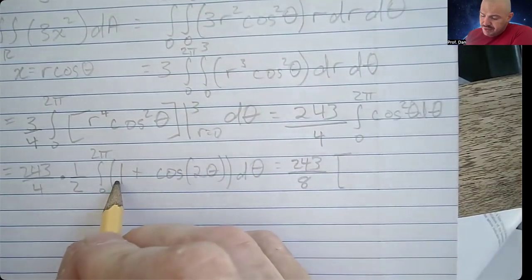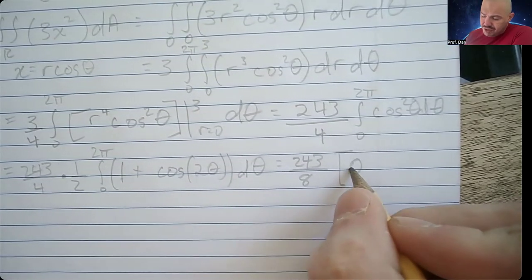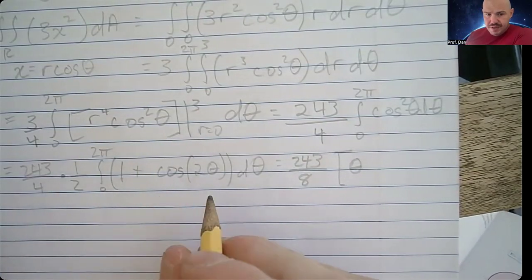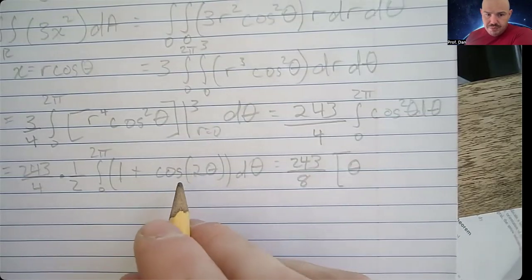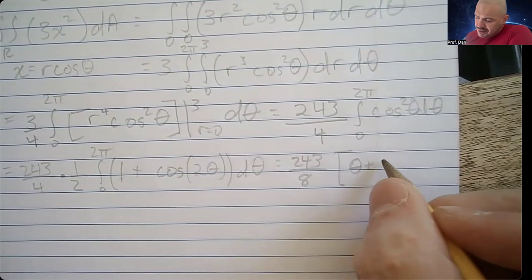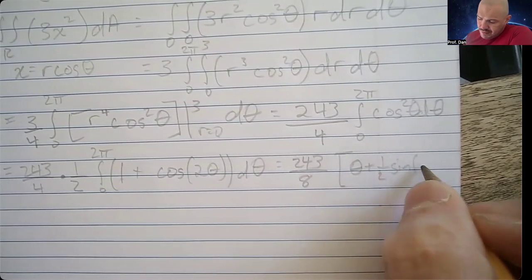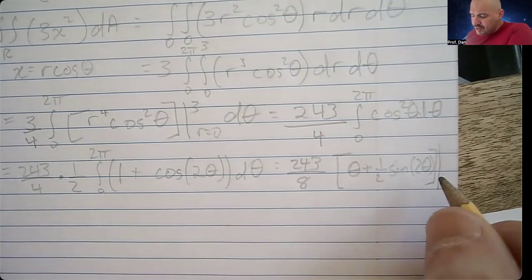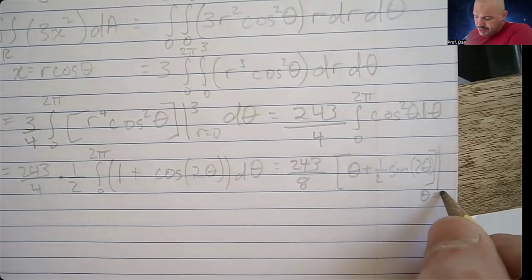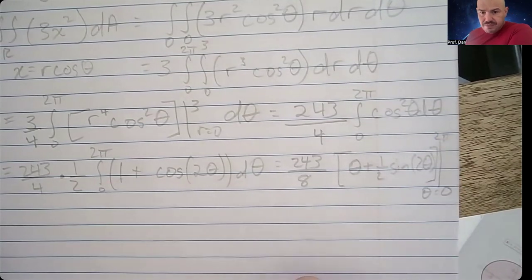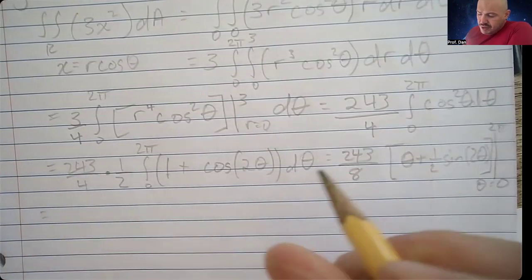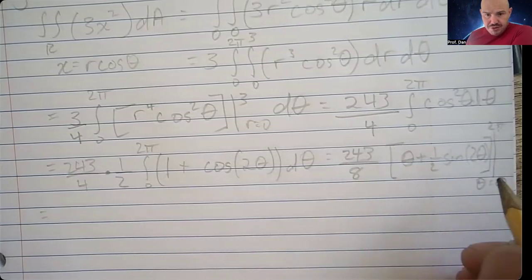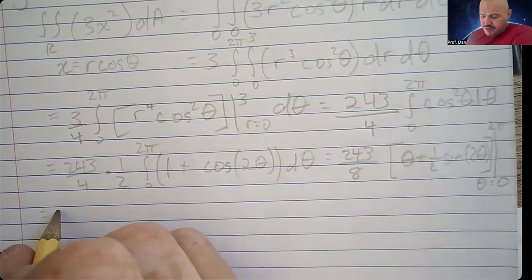Then taking my antiderivative of 1, I'll get theta. Antiderivative of cosine, remember, is positive sine. And because of that coefficient, we have to divide by 2. So plus 1/2 sine of 2 theta. And we're going to evaluate from theta equals 0 to theta equals 2 pi, which is pretty convenient in this case. So first off, we know that this theta term, if I plug in 2 pi, it's 2 pi. If I plug in 0, it's 0. 2 pi minus 0, we get 2 pi.